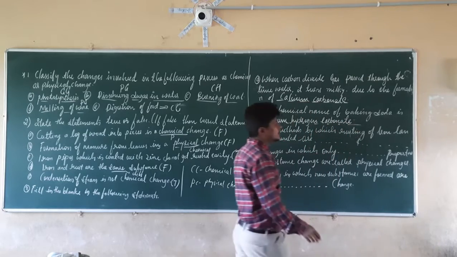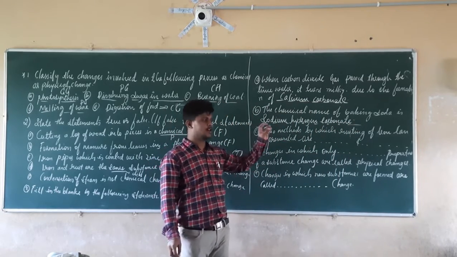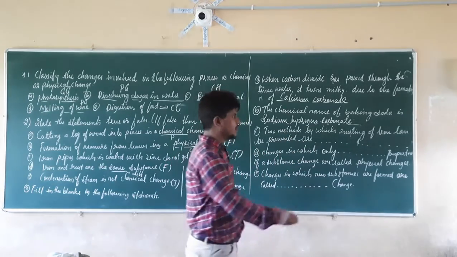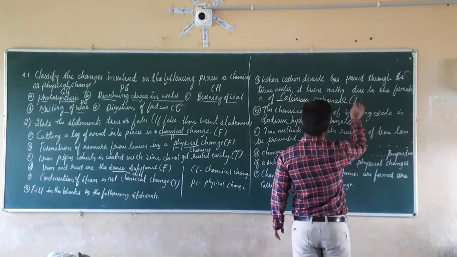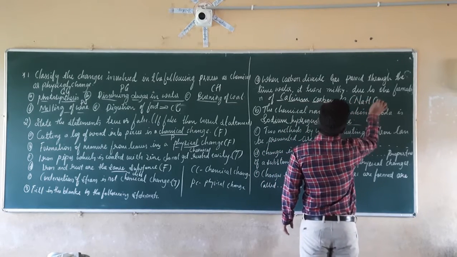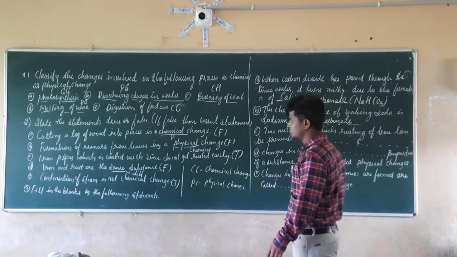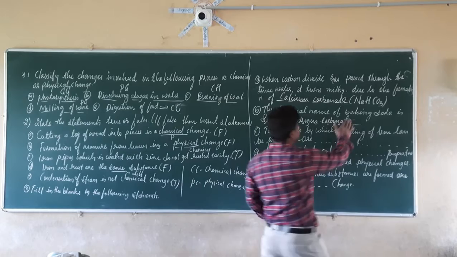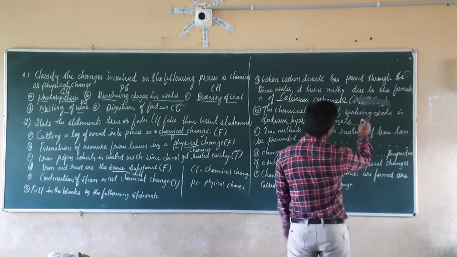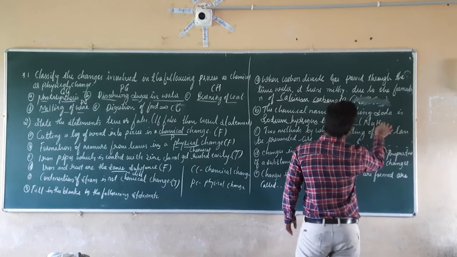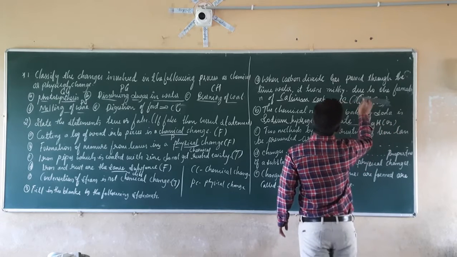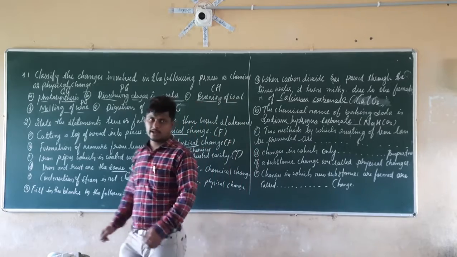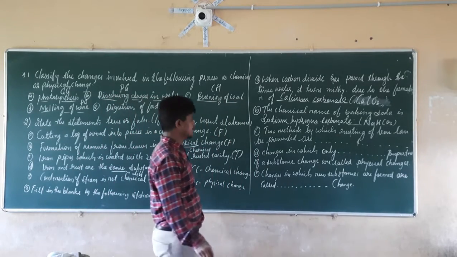You can take the name sodium hydrogen carbonate, or you can name it sodium bicarbonate, and its chemical formula is NaHCO3, which is not given in your textbook. Just remember it. Sodium hydrogen carbonate has the chemical formula NaHCO3, and calcium carbonate is CaCO3.